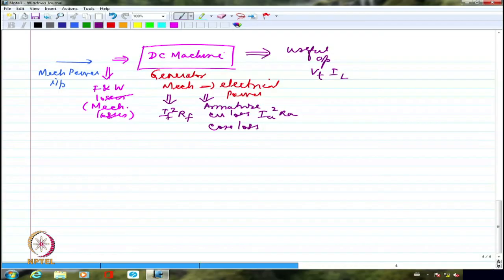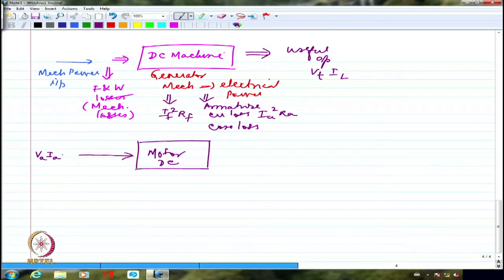Whereas if I look at the motor, I'm going to have the motor here where I have to give the input as maybe VA and IA. So I have to give armature voltage and armature current totally. Rather than saying IA, maybe I might like to say it is IL because it is the total line current that I am passing into the machine. If it is a shunt machine, I'm going to have some amount of current being carried by the field circuit, some of the current being carried by the armature circuit. So it is better to write this as Vt multiplied by IL.